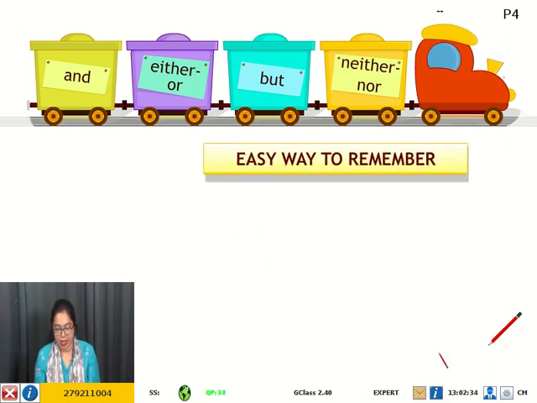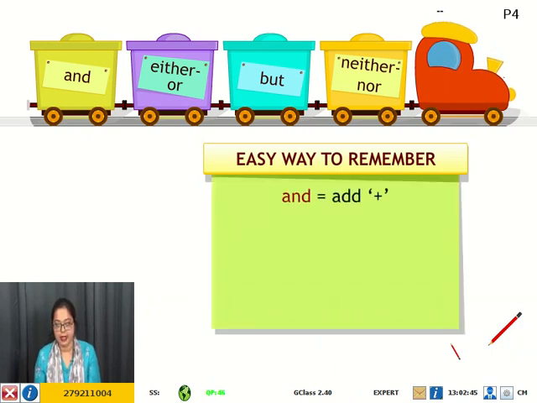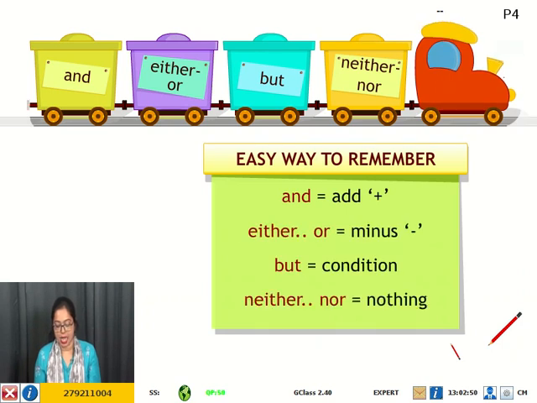Now let us see how to remember the usage. Easy way to remember the connectors. Now how will you remember? This is an easy way. So I'll show you the easy way. See here, and, either or, but, and the fourth one is neither nor. So when do we use and? We use and when we are to give some additional information to a particular sentence. So we have to add something in a sentence, okay? That time we use the connector, and.